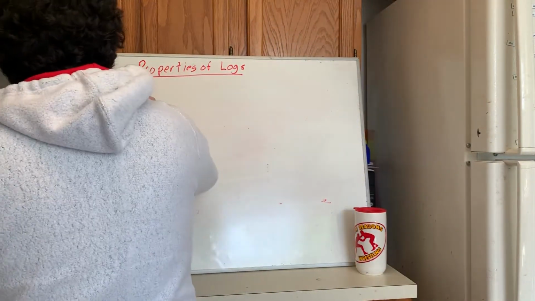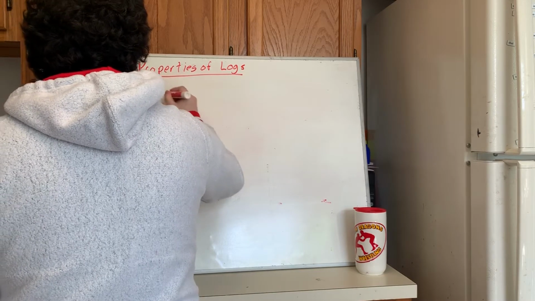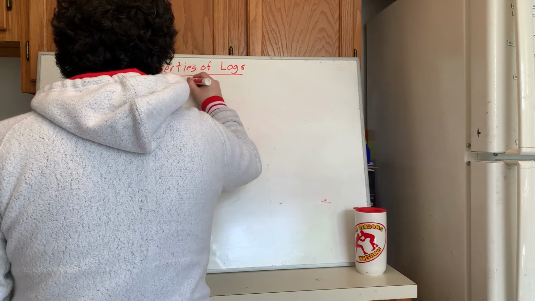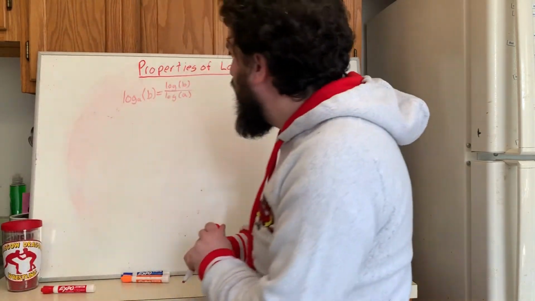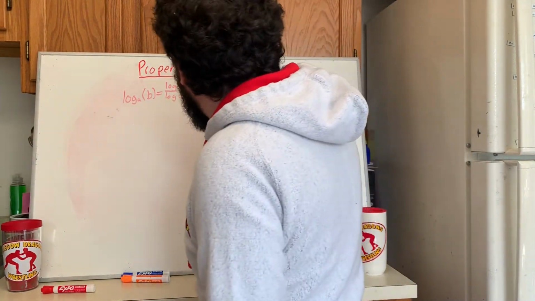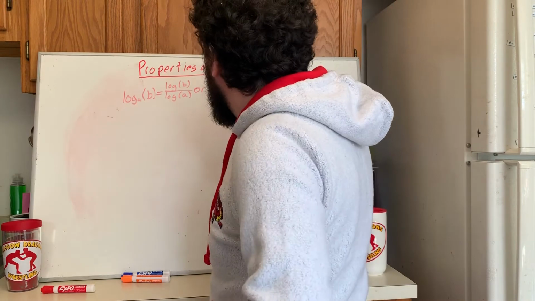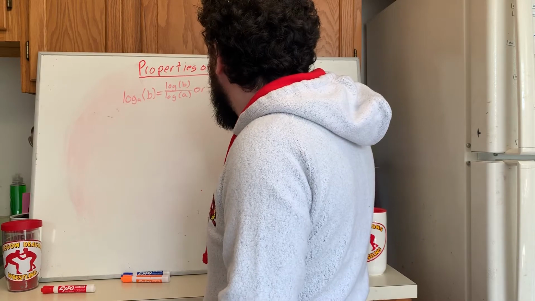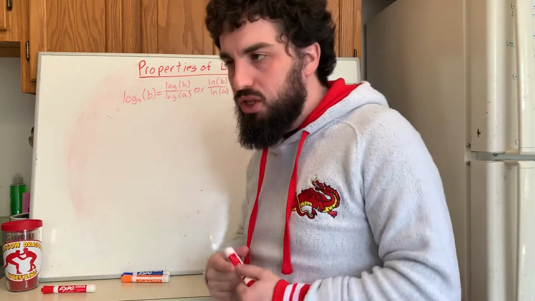So, if I have log base a of b, that's the same as the log of b divided by the log of a. So whatever the base is, I take the log of that, and that's what I divide by. This is also equal to, I'm going to put an "or" here instead of an equal sign because I don't want any confusion there, you can use natural logs here. Natural log of b divided by the natural log of a. So that is change of base.